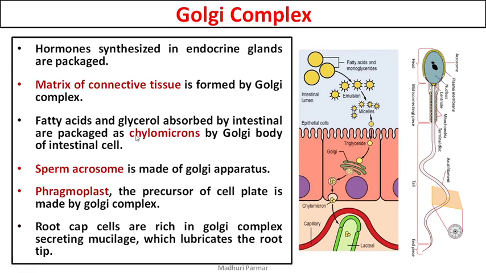Finally, the root cap cells. When you study the regions of the root, you will study them in two different chapters. When you study the root cap, these root cap cells have a lot of Golgi complex, and these Golgi complex secrete mucilage. Mucilage is mucopolysaccharides, and these are very sticky and slimy. So it will lubricate the root tip, and it will allow that root tip to grow deep inside the earth, deep inside the soil. Fine. So here is where it is important.